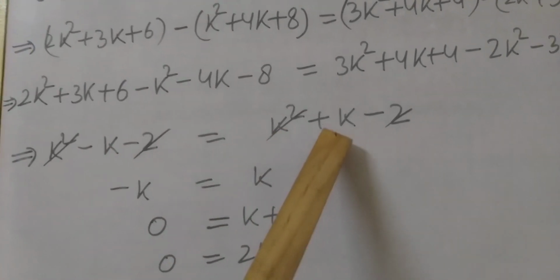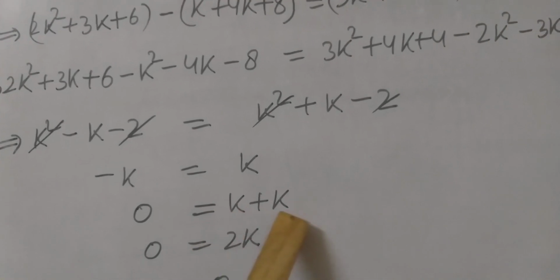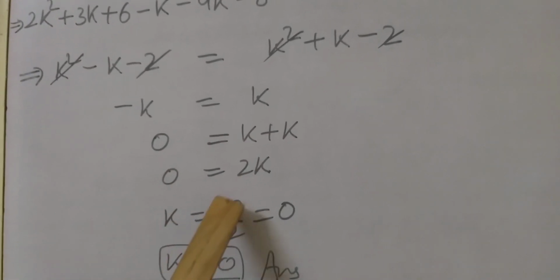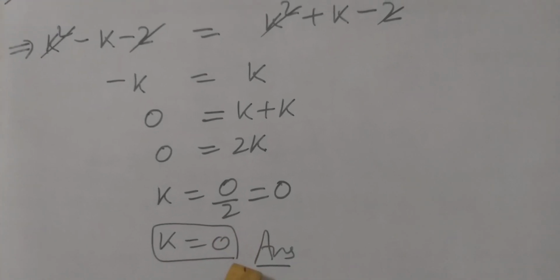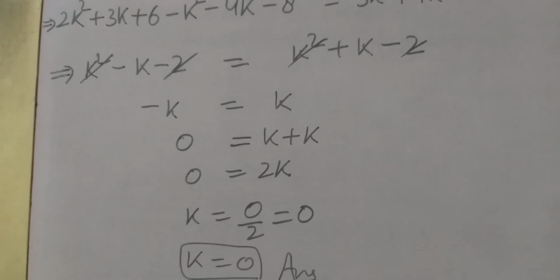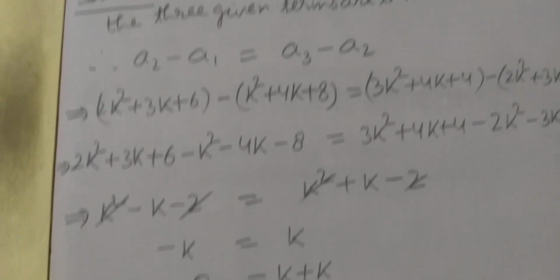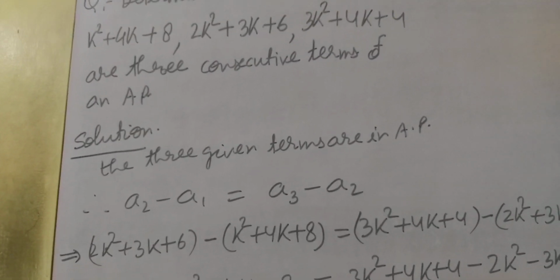Minus k, this side plus k. Minus k will transfer this side, k plus k equal to 0, 2k equals 0, k equal to 0 upon 2, k equal to 0. So students, the value of k is 0. So you have to remember the method.